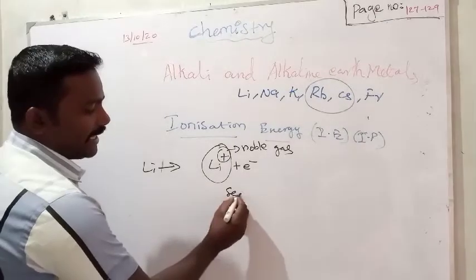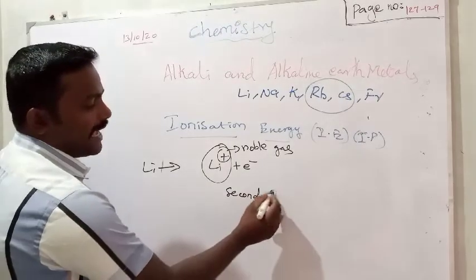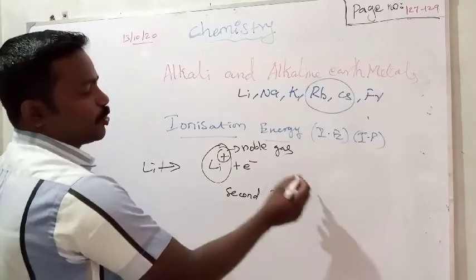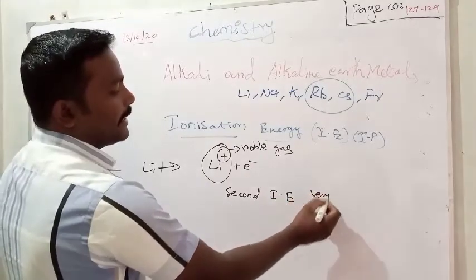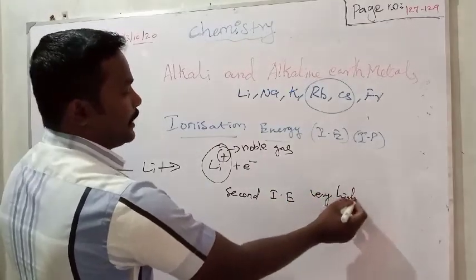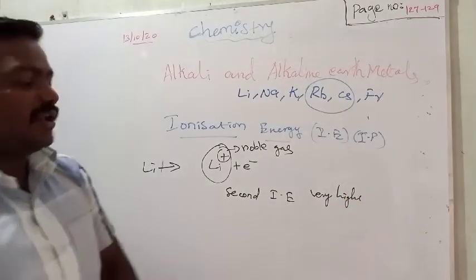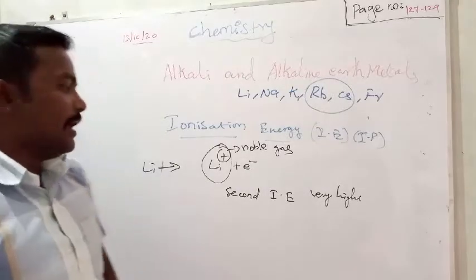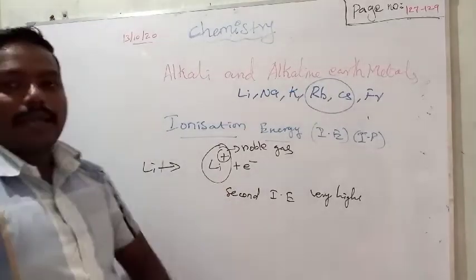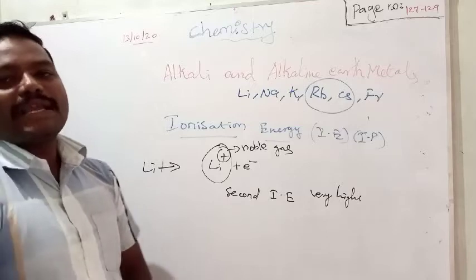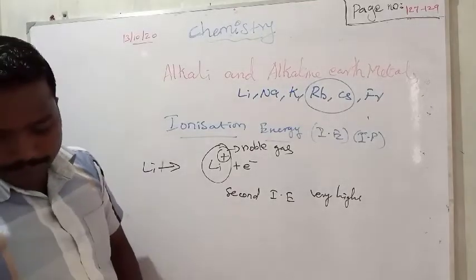So the second ionization energy of first group elements is very high. Very important, they may ask it for 1 mark. Why is the second ionization energy of first group elements high? Because they already exist in the noble gas configuration.